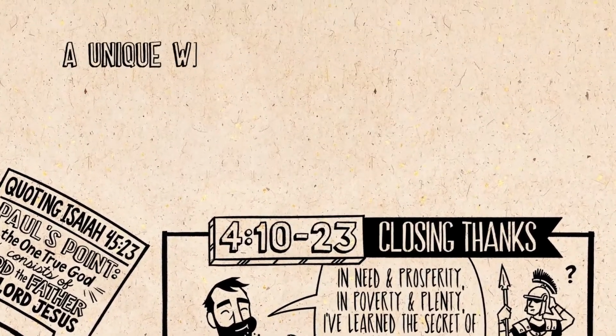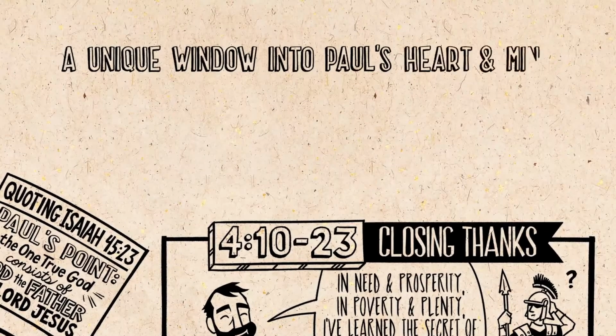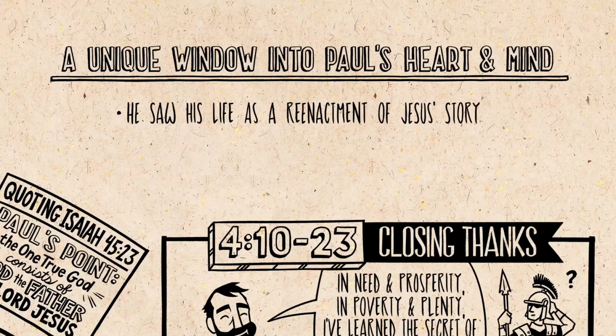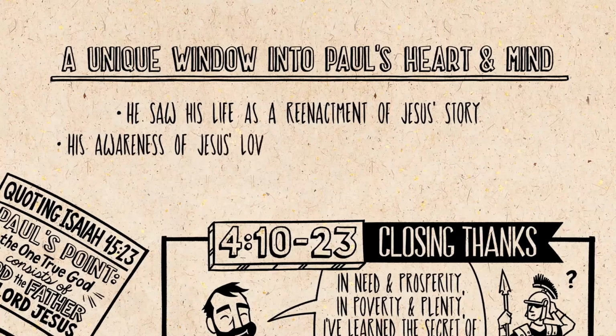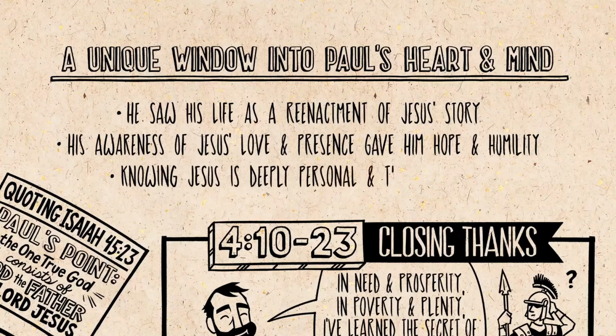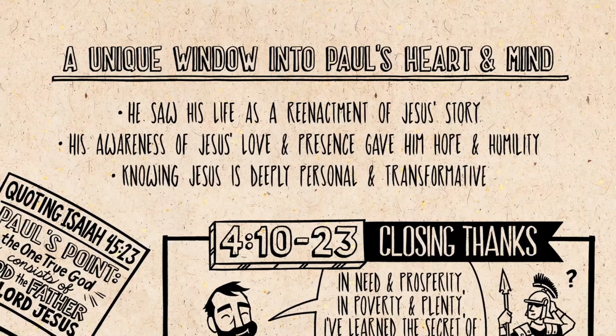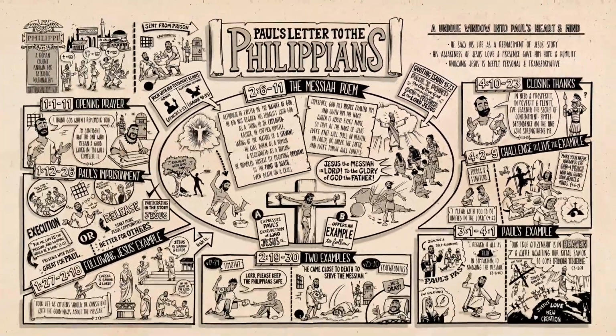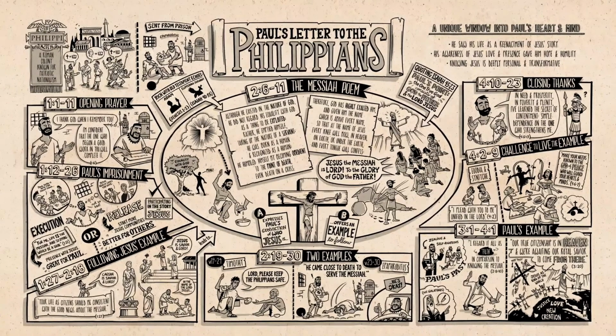The letter to the Philippians gives us a unique window into Paul's own heart and mind. He saw his entire life as a reenactment of the story of Jesus. And you can sense in this letter his close connection to Jesus, his awareness that Jesus' love and presence is closer than his own skin. And that's what gave him hope and humility in his darkest hours. And so Paul shows us that knowing Jesus is always a deeply personal, transforming encounter. And that's the kind of Jesus that Paul invites others to follow. And that's what Paul's letter to the Philippians is all about.